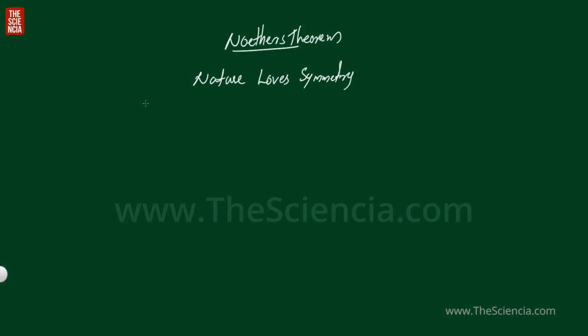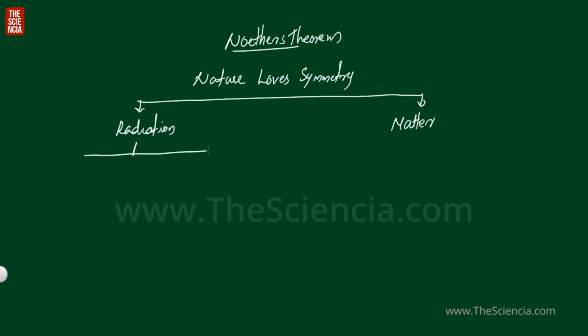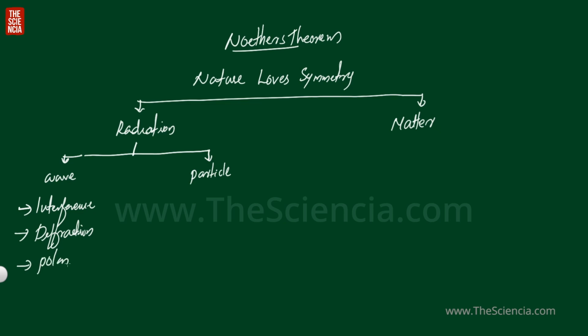And nature is made up of two things. One is radiation and the other is matter. And we know this radiation has a dual nature, that is, it can behave as a wave and also it can behave as a particle. So in interference, diffraction, polarization, etc., the radiation acts as a wave.